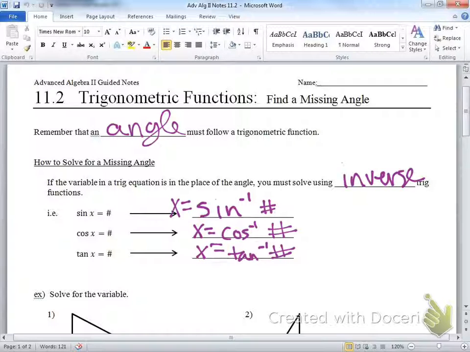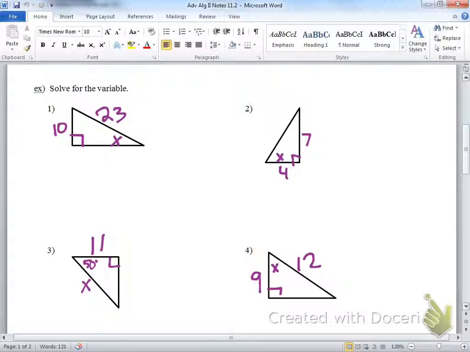So after you write that down, try to find that button on your calculator. Every calculator has it in a different spot. A lot of times it's the same button as the trig function. You just have to hit the second first. So see if you can locate that. I don't got it. Second sine.